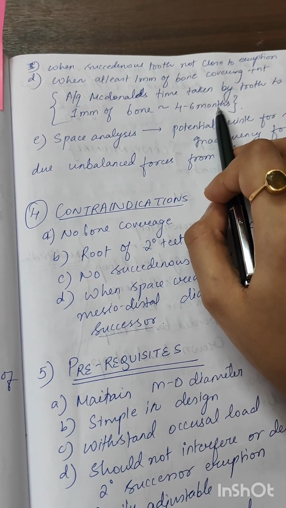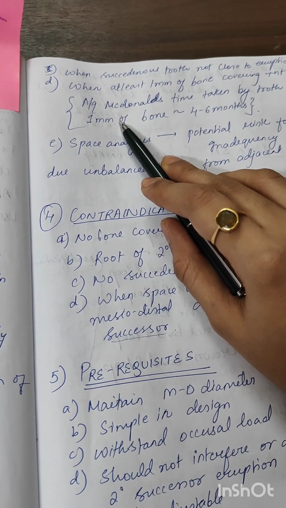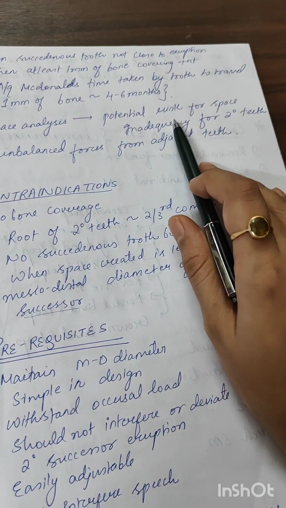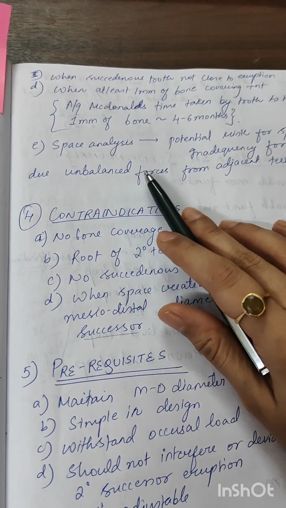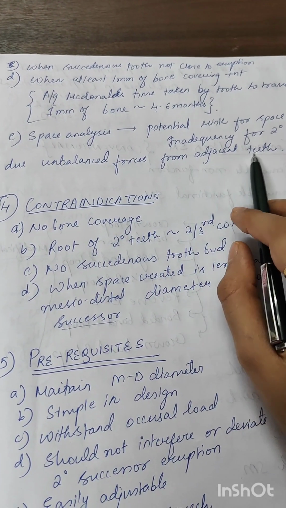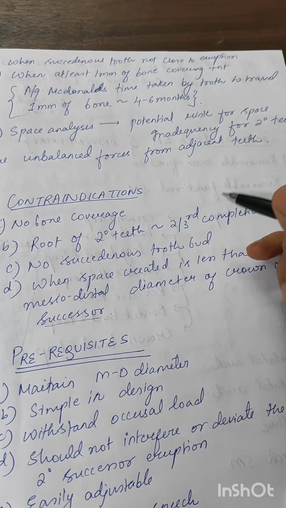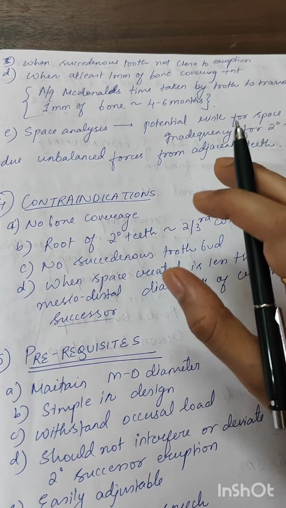Now post it in the comments: if 3 mm of bone is there, then how many months will it take to erupt? So 1 mm is 4 to 6 months. Space analysis: potential risk for space inadequacy for secondary teeth due to unbalanced force from adjacent teeth. That is, space analysis you should do, and if you find there is a potential risk of space inadequacy for the permanent teeth because of unbalanced force from the adjacent teeth.